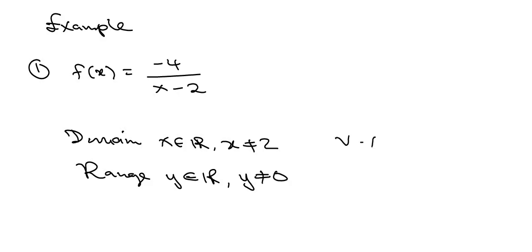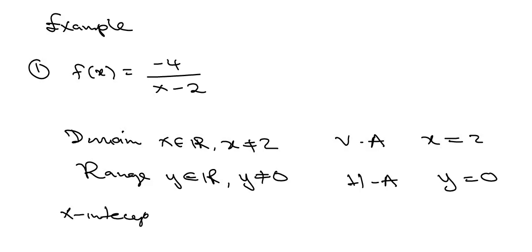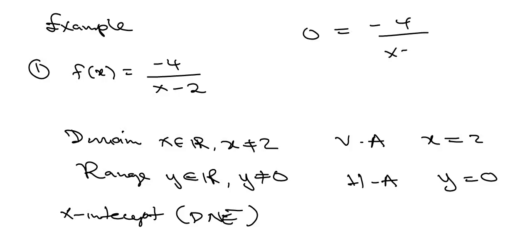So this will give you a vertical asymptote. Your vertical asymptote is x is equal to 2. Your horizontal asymptote is y is equal to 0. Then from here you can get the x-intercept. So the x-intercept is when y is equal to 0, and it does not exist. If you try to put 0 here, 0 is equal to negative 4 over x minus 2, you cannot solve this. It's not solvable, right? Because it's going to be 0 is equal to negative 4 when you're done.